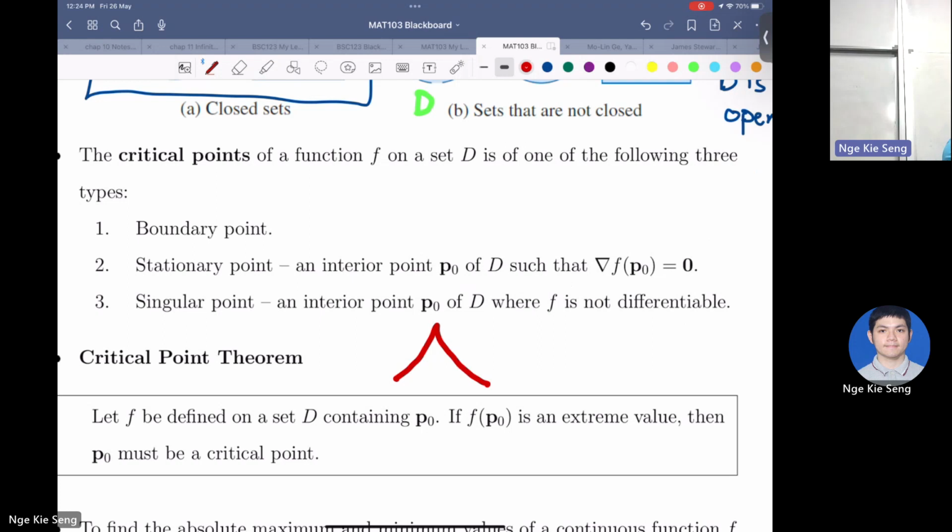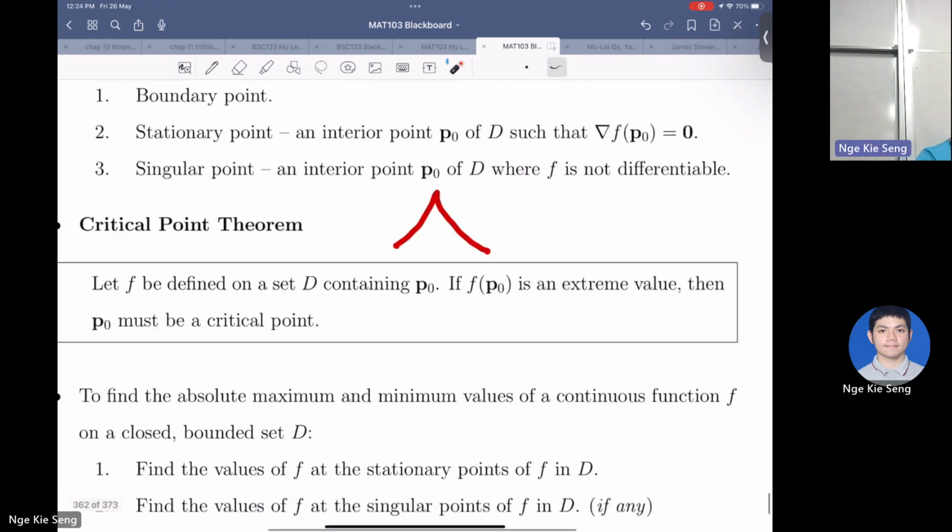There are two things to differentiate here. f(p naught) is in the range, p naught is in the domain. So value and point you need to differentiate. When we talk about point, usually it's in the domain. When we talk about value, usually it's in the range.